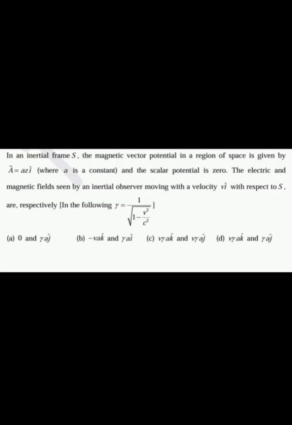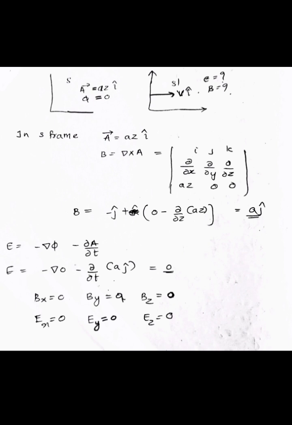The electric and magnetic field seen by the inertial observer moving with a velocity v i cap with respect to S are required. Here in the S frame, A, the magnetic vector potential, is equal to A z I cap, and the scalar potential phi is equal to 0. In the S dash frame, it is moving with the velocity v i cap, and we need to find the value of E and B here.